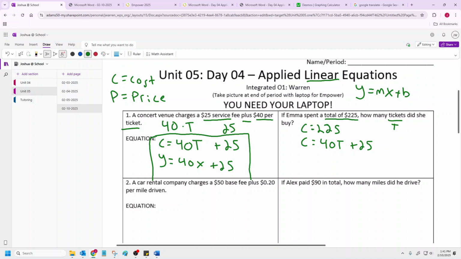I see that C is equal to 225. I'm going to replace it. The total cost that Emma spent was $225. She spent $225, and we can insert it into our equation like this.